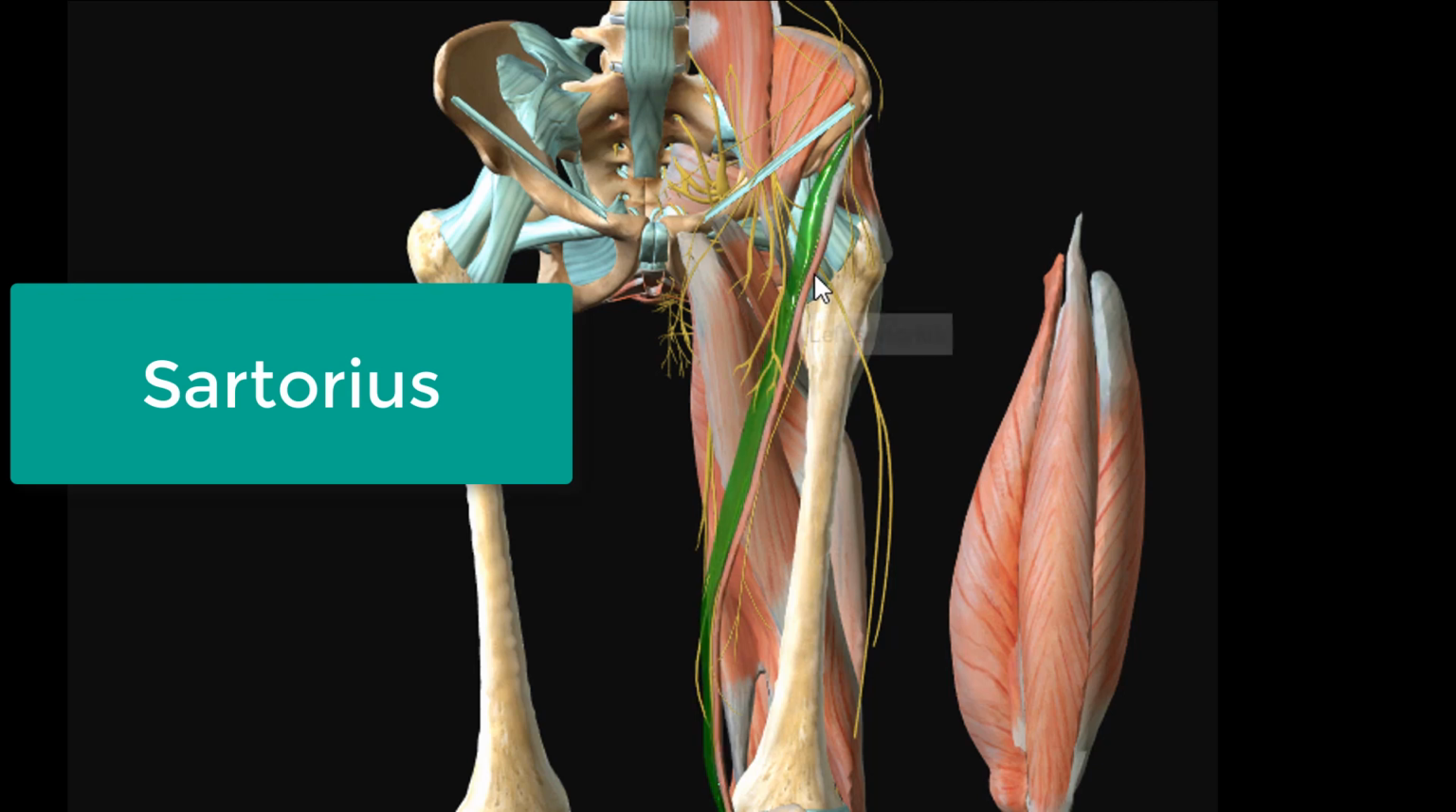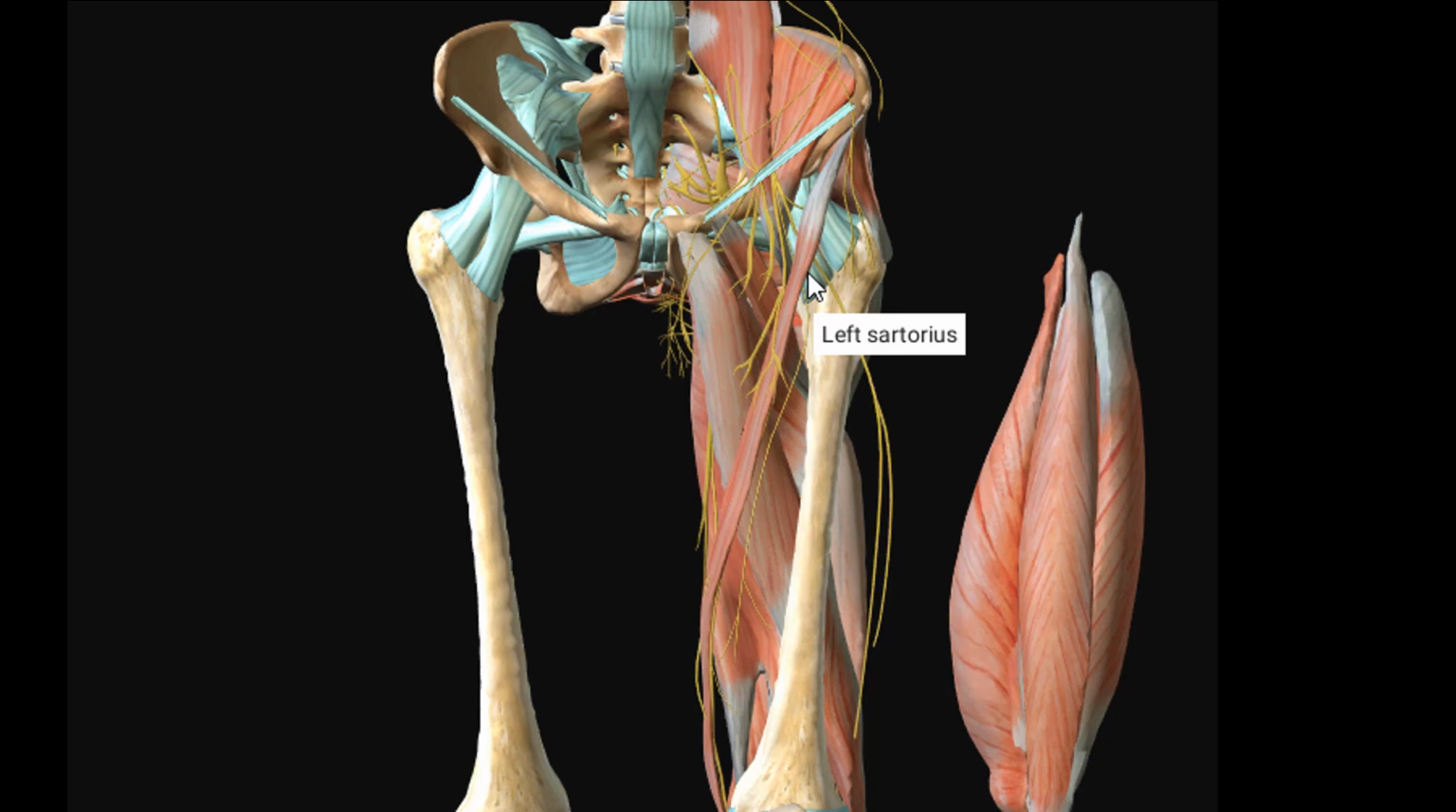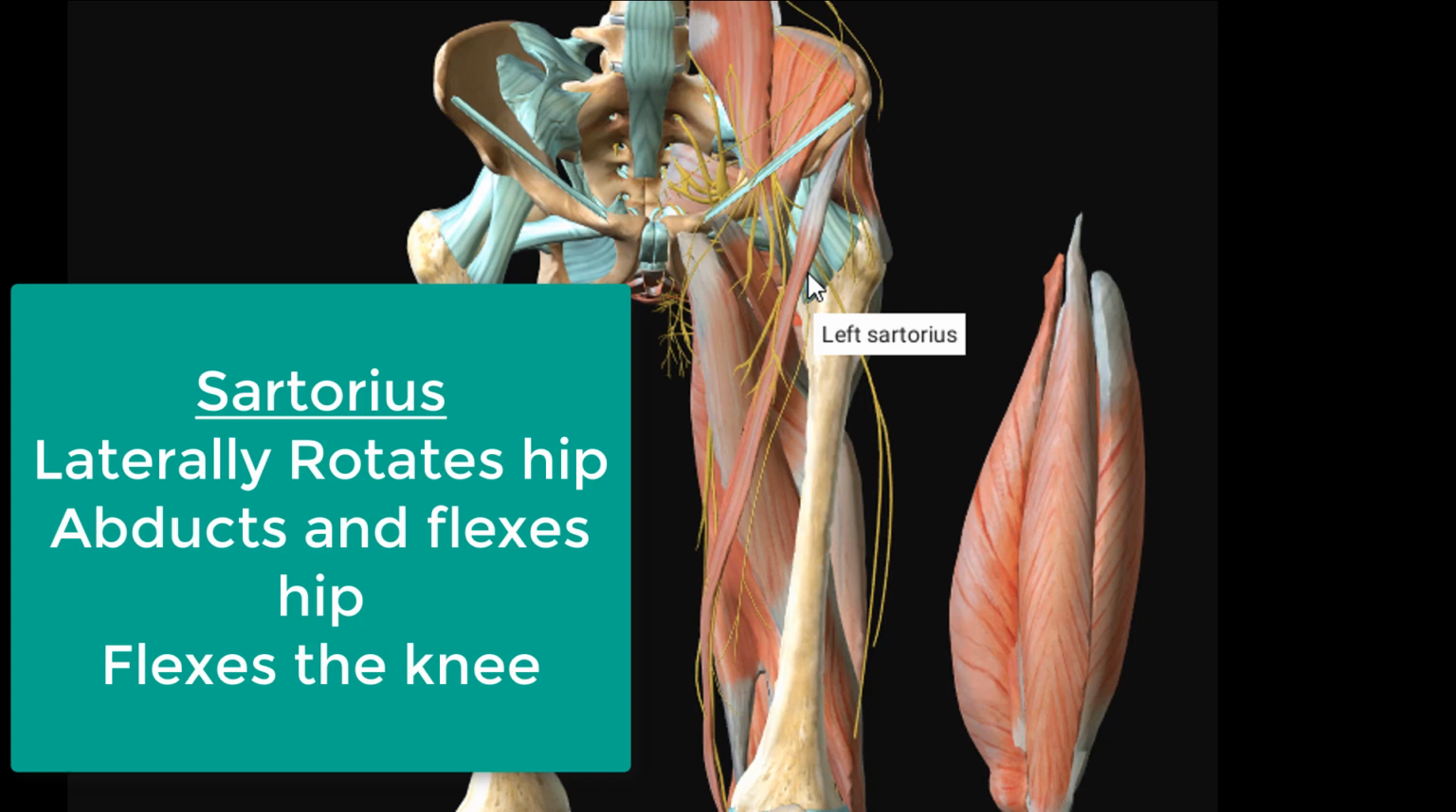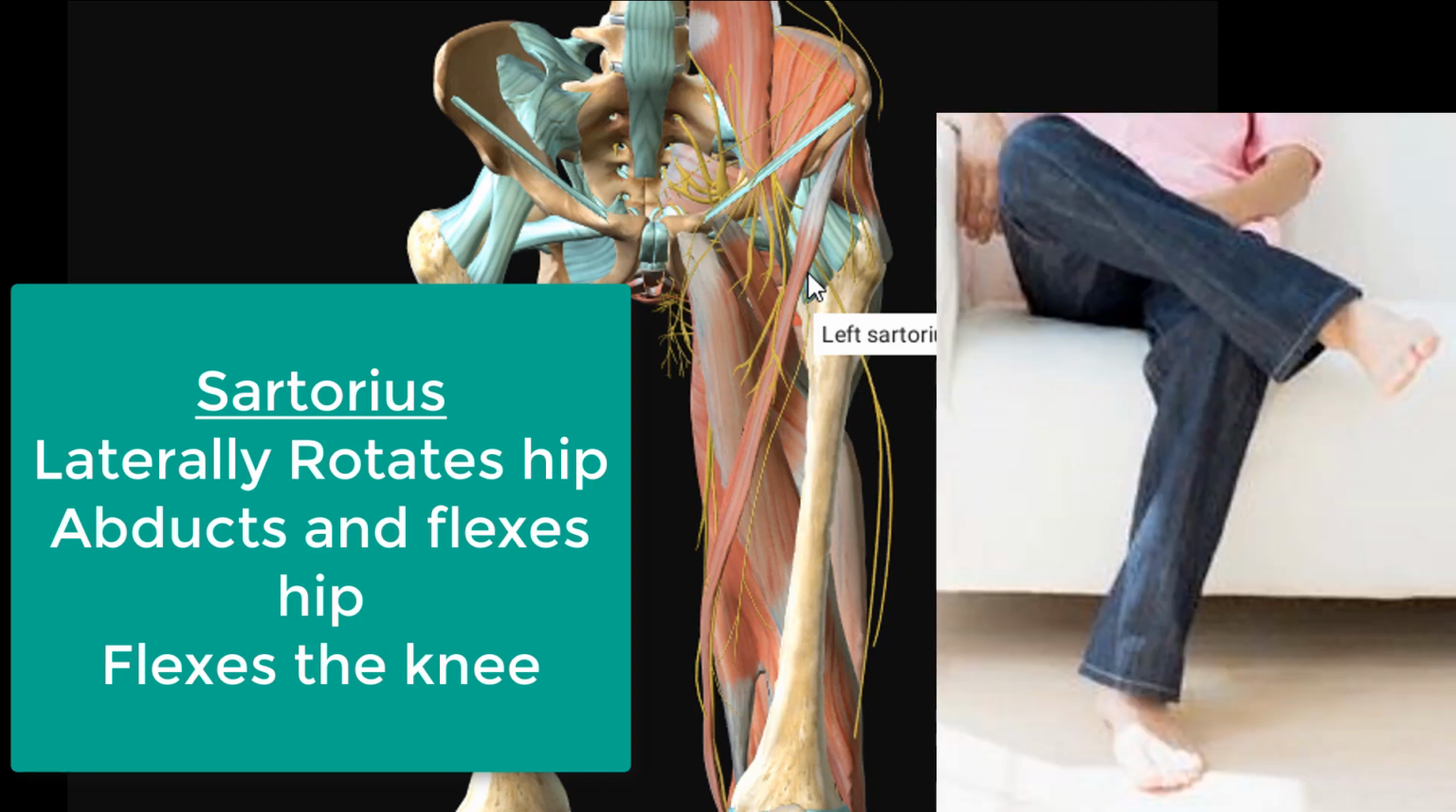Now the sartorius used to be known as the tailor's muscle, because when someone sits with their hip externally rotated and their lateral leg placed up against the thigh of the contralateral leg, that's technically known as the position that tailors or sewers used to sit in when they were stitching up trousers. So that helps you remember the action. So it externally or laterally rotates the thigh. It helps to abduct the hip, and it also flexes the knee.